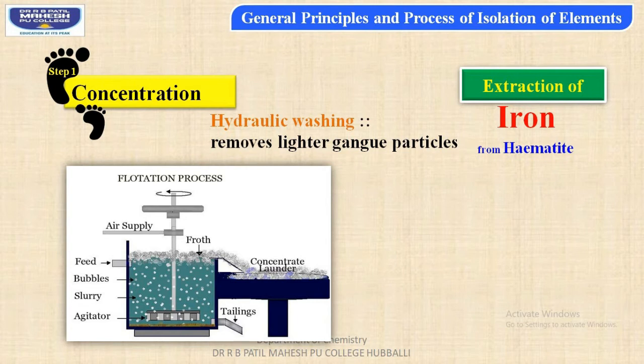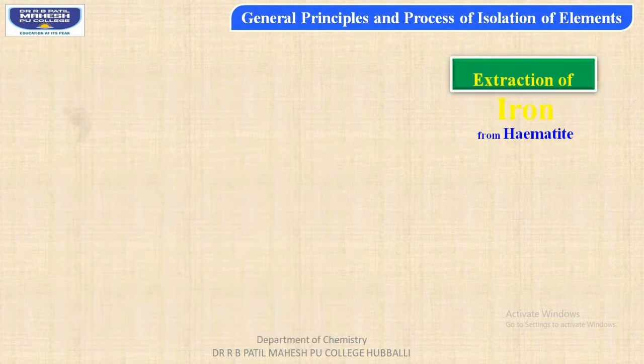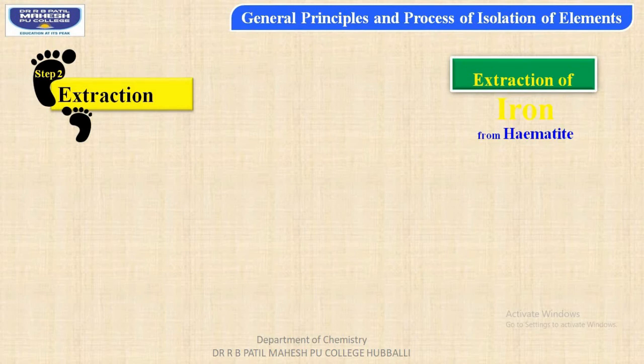So here, students, iron is preferentially wetted by means of the oil, followed by agitation, forming the froth, and in the froth we can observe the ore particles, which can be concentrated to get the concentrated form of hematite ore. Moving to the next one, the extraction method, which is the second step.